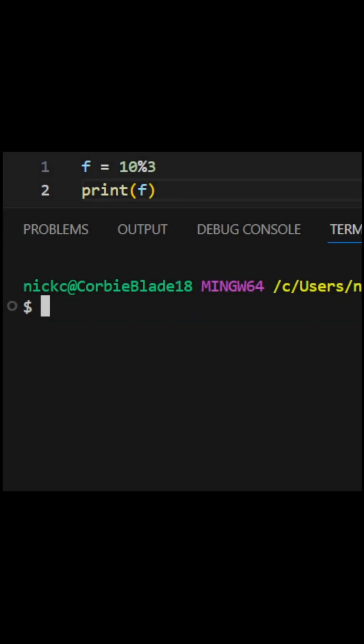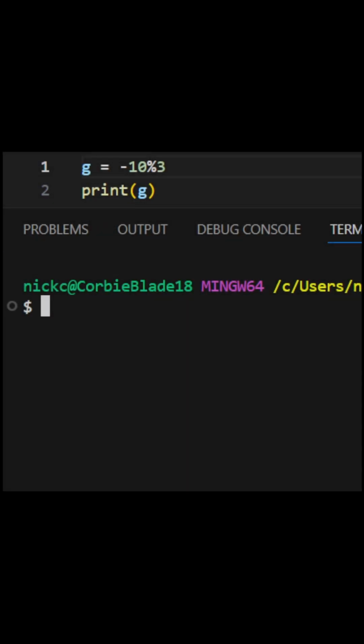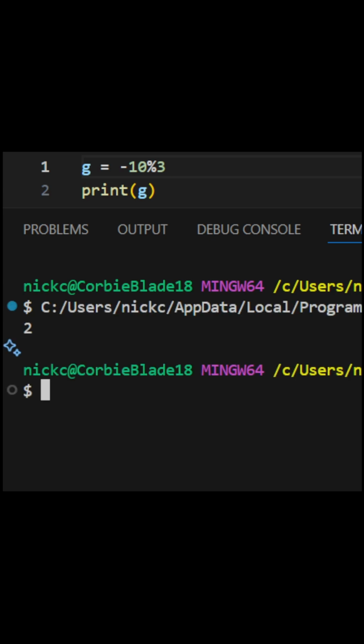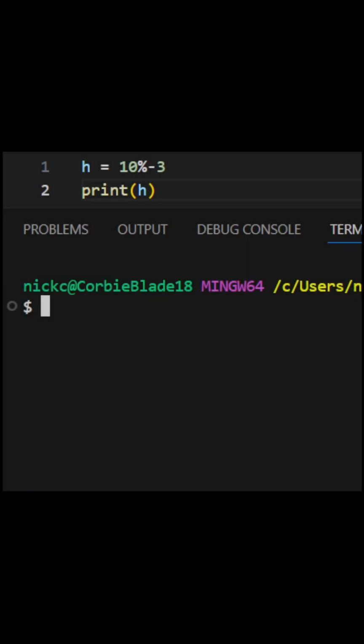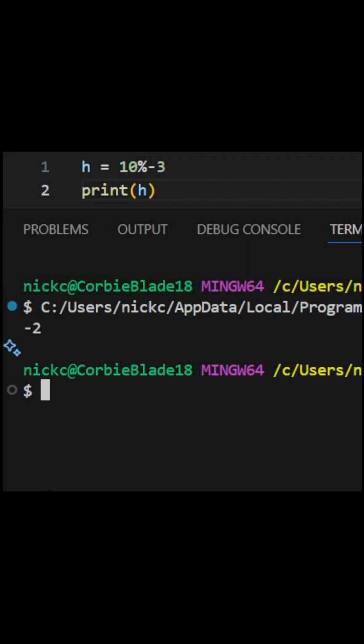Let's look at the example 10 modulo 3. When we compute 10 modulo 3, we get a value of 1. But if we compute minus 10 modulo 3 instead, we get 2. I know this answer is counterintuitive, but we'll examine how we arrived at this answer in a bit. If we compute 10 modulo minus 3, we get minus 2.